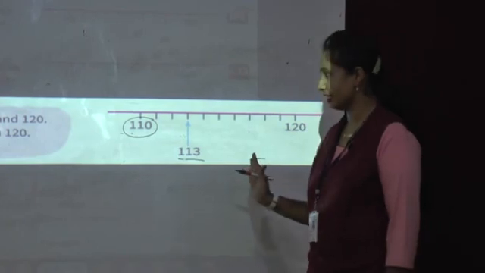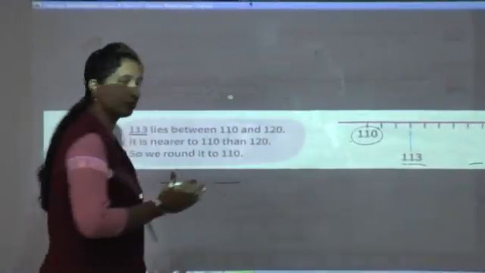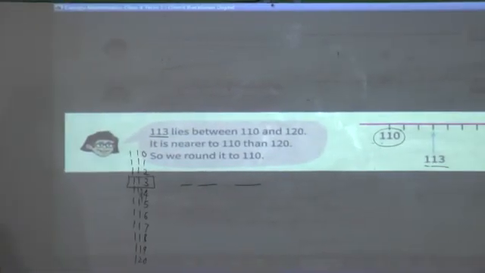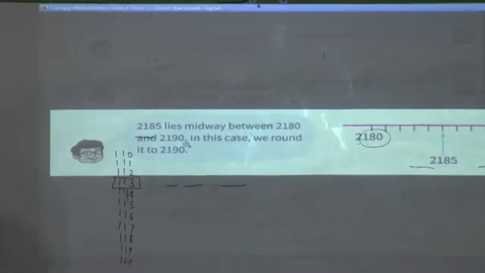Yes, very easy. So we have now seen the nearest tens and nearest hundreds. Let us see one more example, that is nearest to 1000.